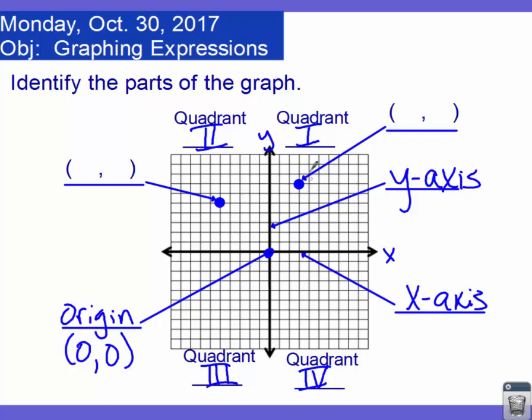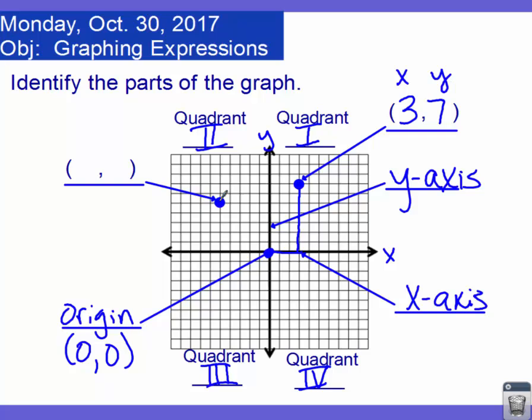A few other points. Take, for example, this point right here. In order to do a coordinate, you start at the origin and you go right or left first, then you go up or down. So this one goes right 1, 2, 3, so you'd put a 3 in the first spot, and it goes up 1, 2, 3, 4, 5, 6, 7, so it's 7 in the second spot. In a coordinate, the first number is always the x number, and the second number is always the y number.